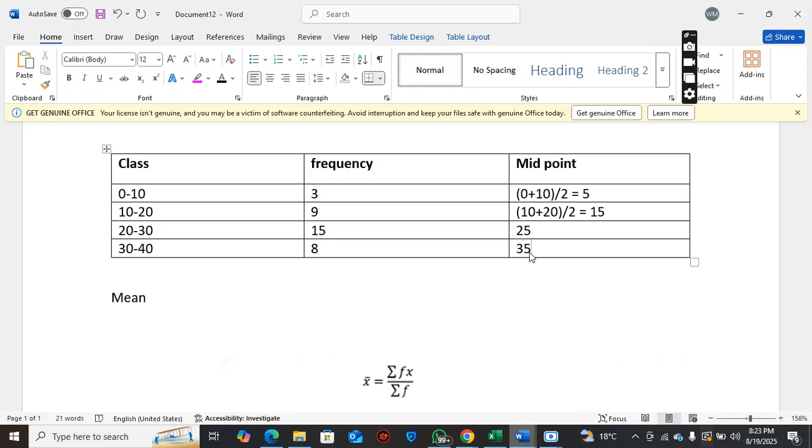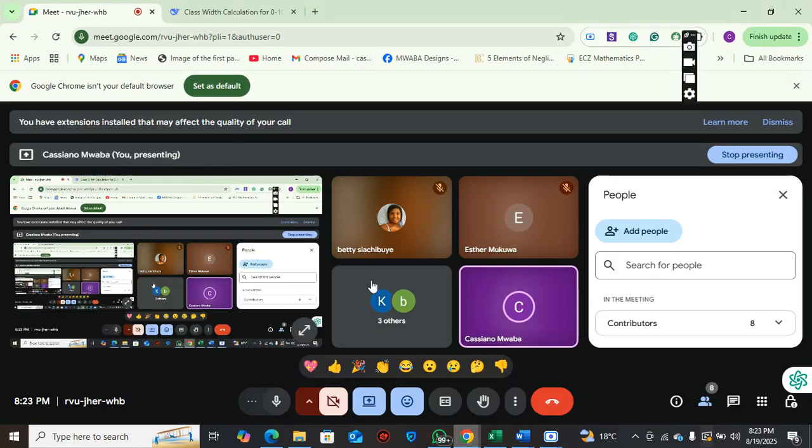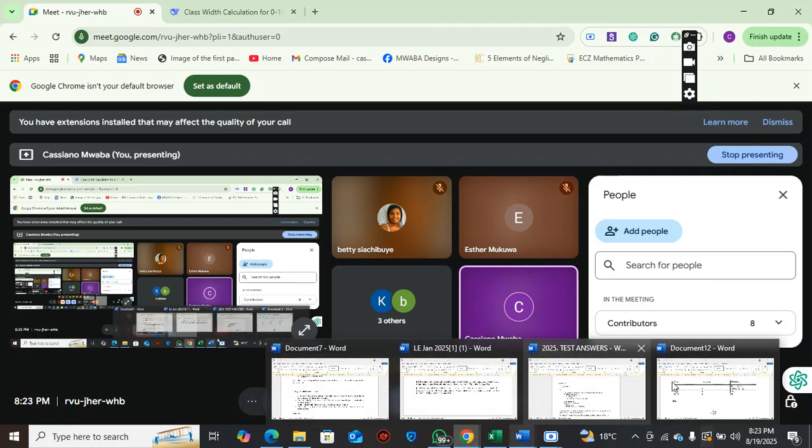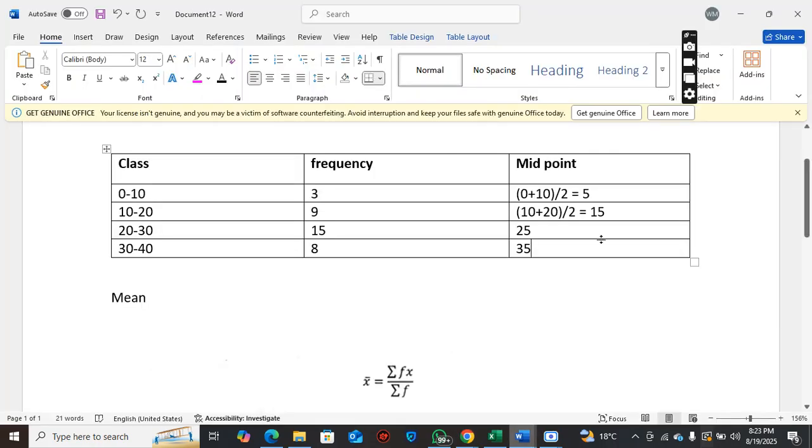Any questions, colleagues? Madam Esther, Madam Betty, Mr. Kennedy, Madam Kalinda, Madam Rhoda, any questions? Any questions, colleagues? Okay, so there are no questions.